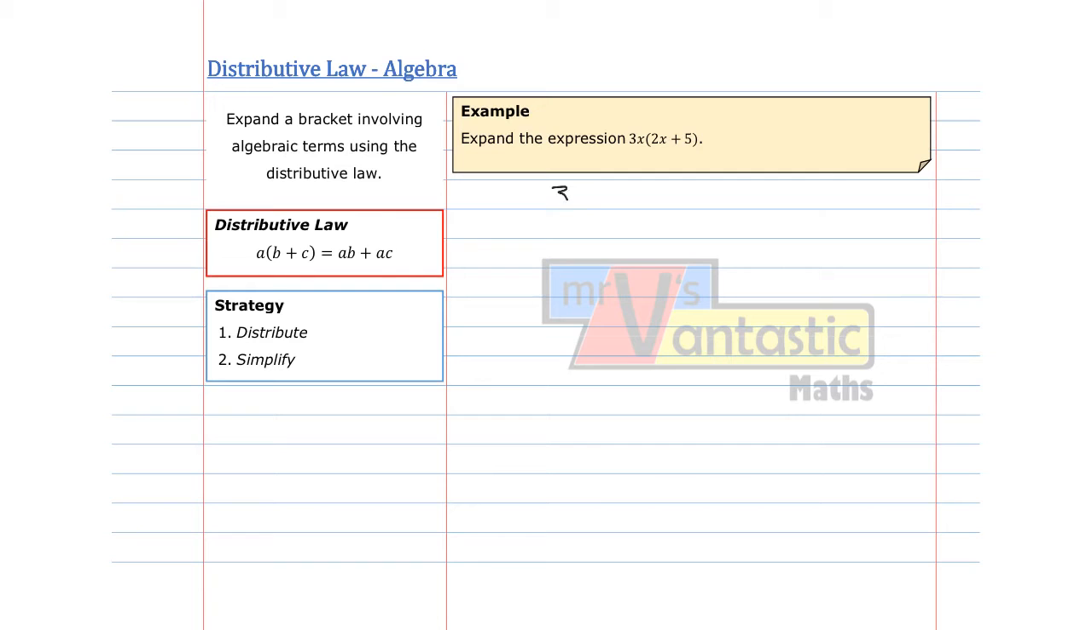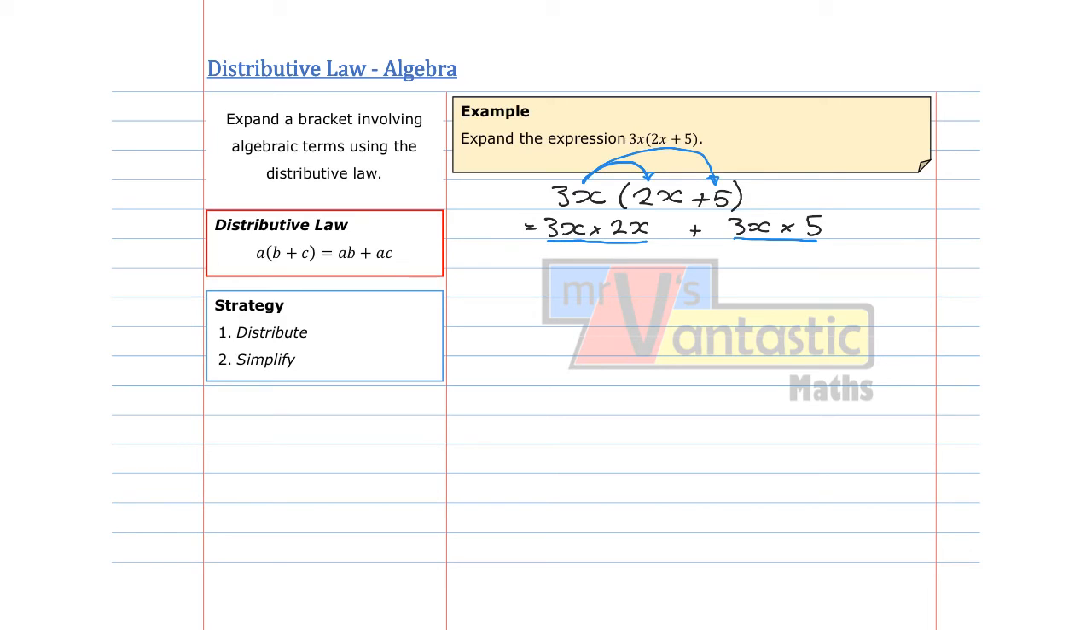We're starting with the expression 3x multiplied into the bracket 2x plus 5. And we'll start by distributing the 3x into the 2x and into the 5. This is going to become 3x multiplied by 2x plus 3x multiplied by 5. Now we want to evaluate these two parts, simplify them, and then see if we can't simplify the end result.